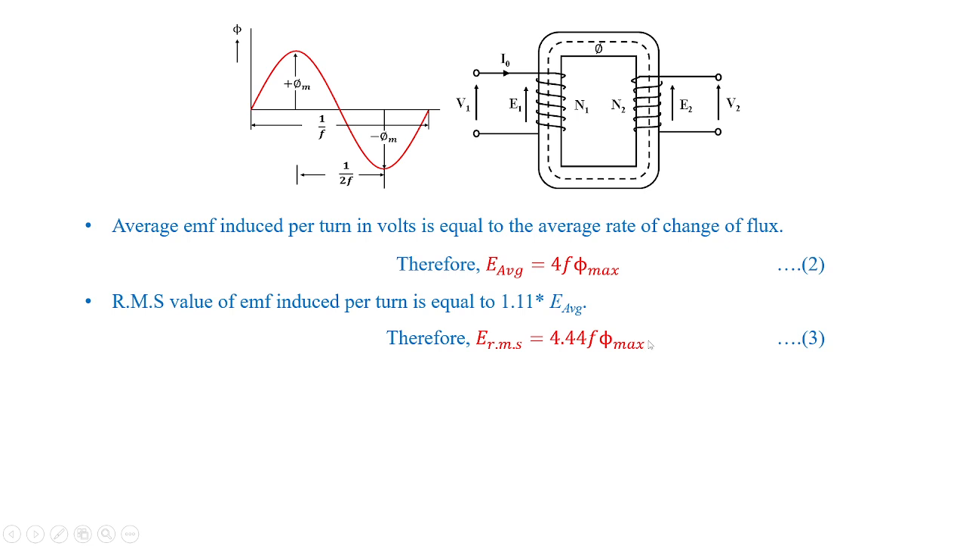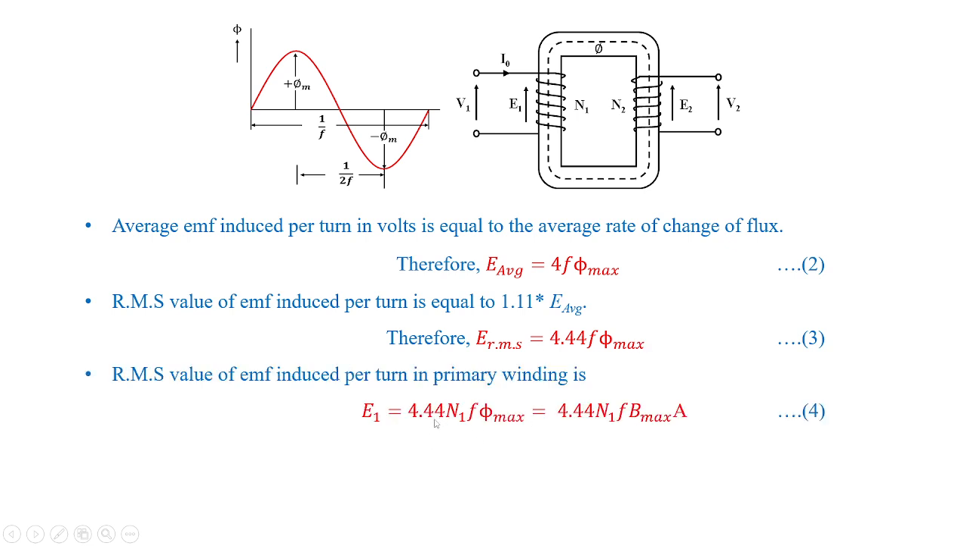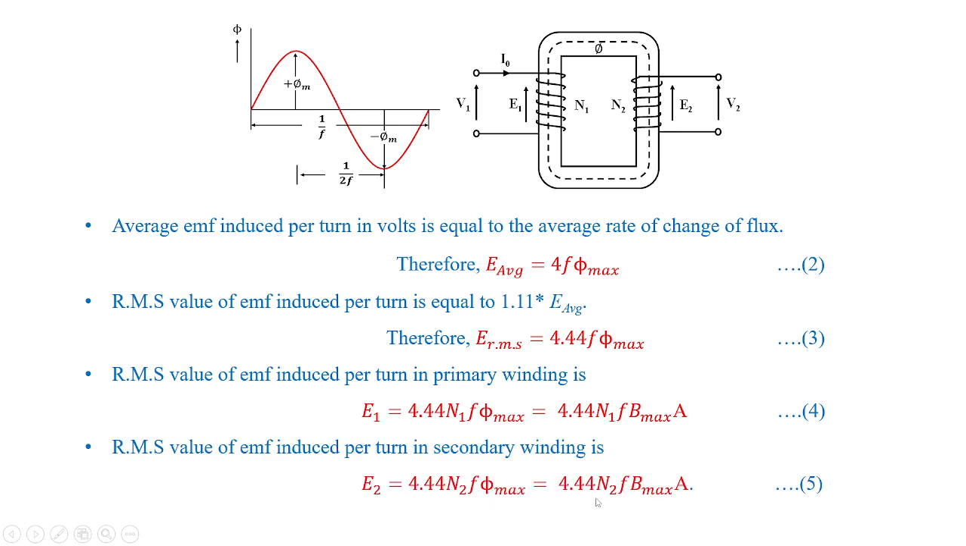If you consider the EMF equation of the primary winding, then this becomes 4.44 N1 f phi max. And if I replace the flux with flux density and area, then the formula goes to 4.44 N1 f B max into area on the primary side. Similarly, on the secondary side, the formula goes to 4.44 N2 f phi max, or B max into area. So this is the derivation of the EMF equation of the transformer on the primary side as well as the secondary side.